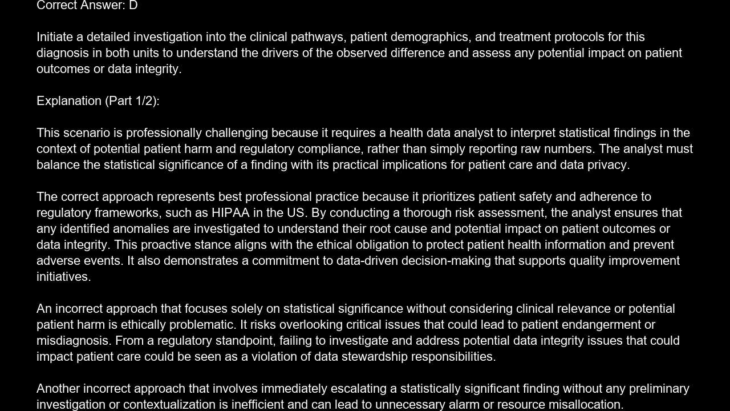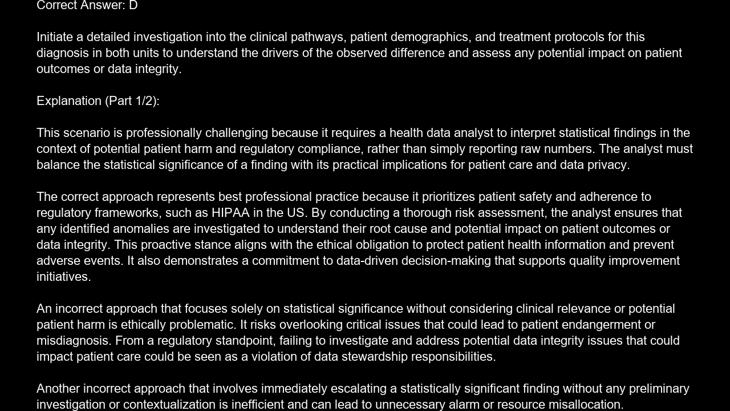An incorrect approach that focuses solely on statistical significance without considering clinical relevance or potential patient harm is ethically problematic. It risks overlooking critical issues that could lead to patient endangerment or misdiagnosis. From a regulatory standpoint, failing to investigate and address potential data integrity issues that could impact patient care could be seen as a violation of data stewardship responsibilities.